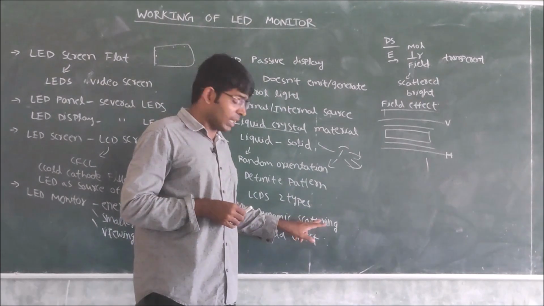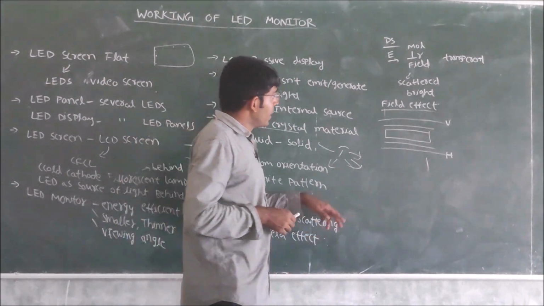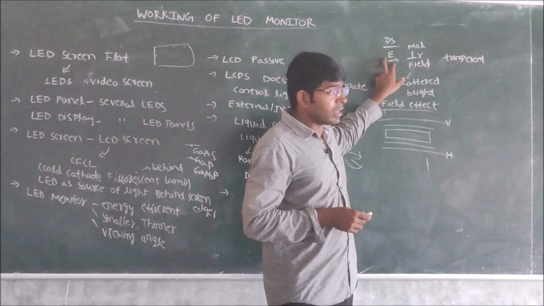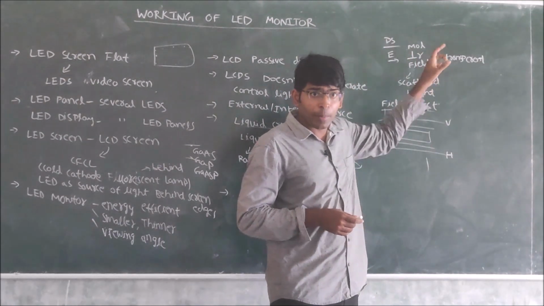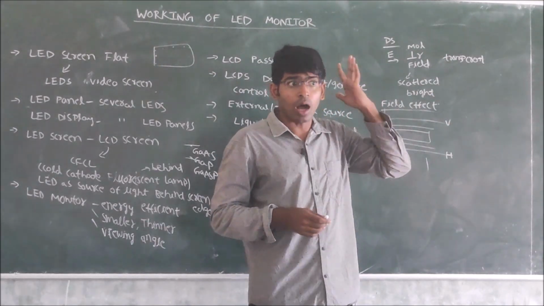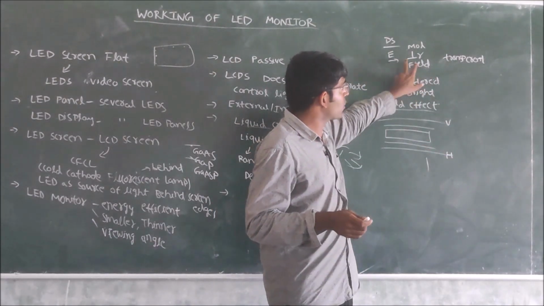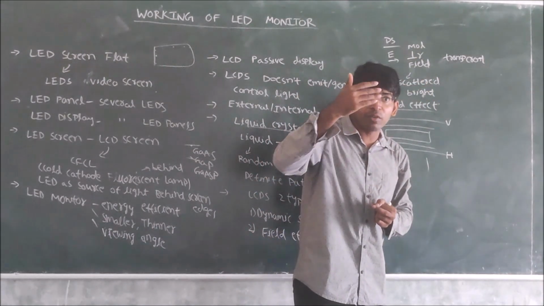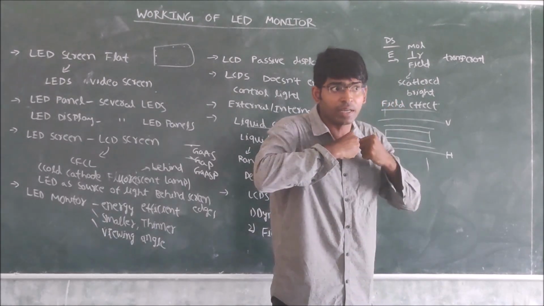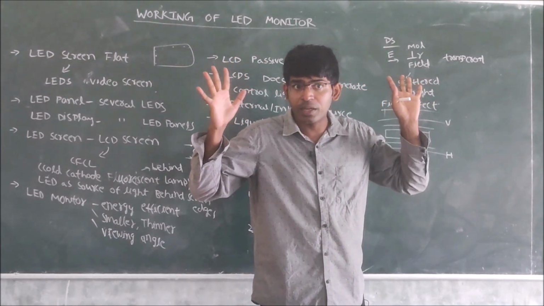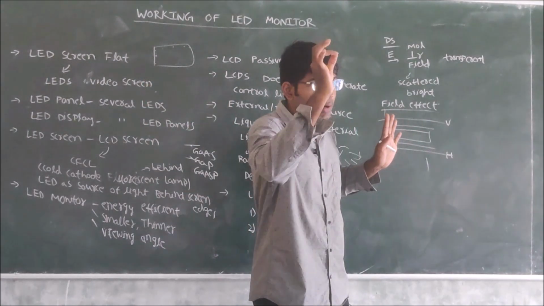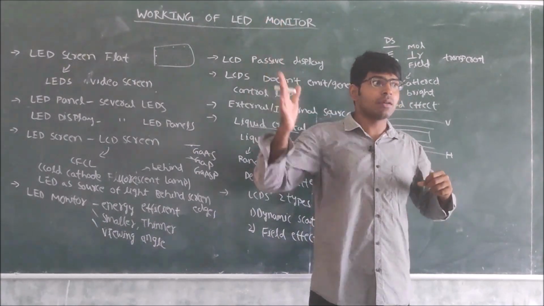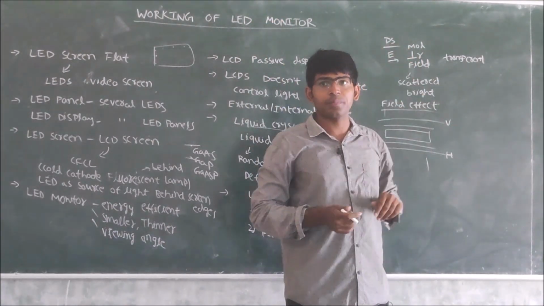Either it might be dynamic scattering or it might be field effect. In dynamic scattering, when we apply the electric field, the molecules will be oriented perpendicular to the applied field. All the molecules will be oriented perpendicular to the field. Because of this, on the LCD display, whatever we are seeing, the entire light appears. Because the molecules are now perpendicular to the applied field and this is scattering the light, we call this dynamic scattering.